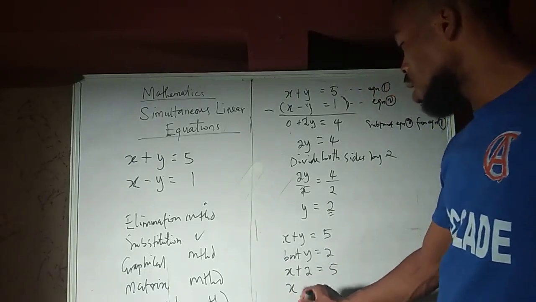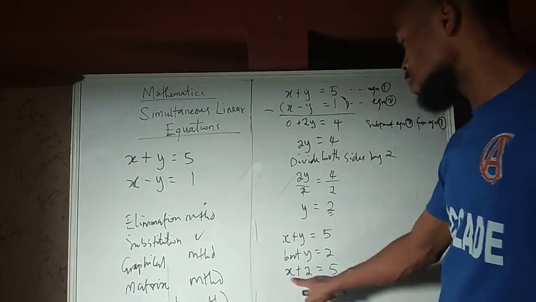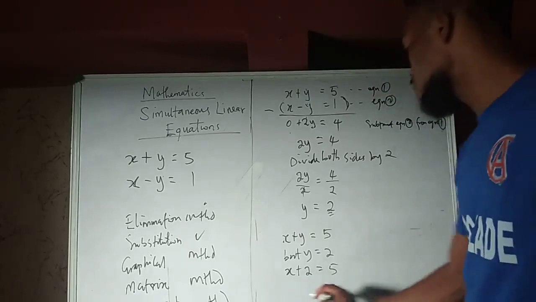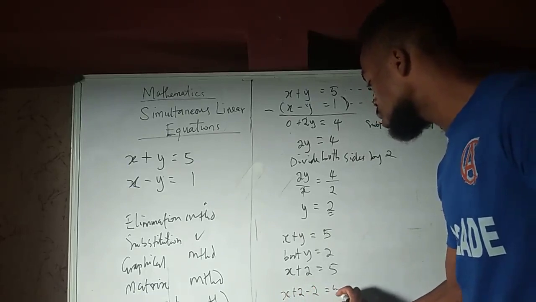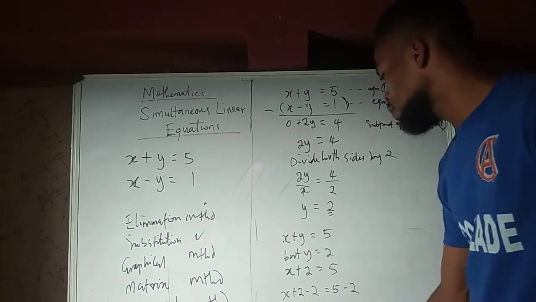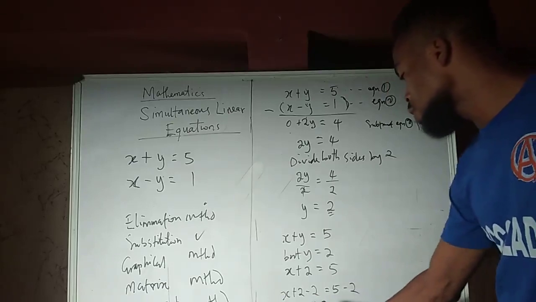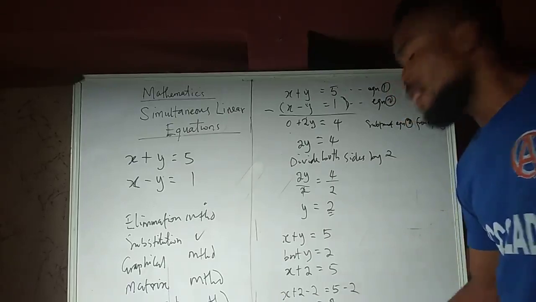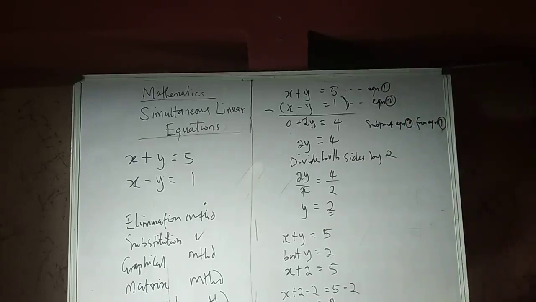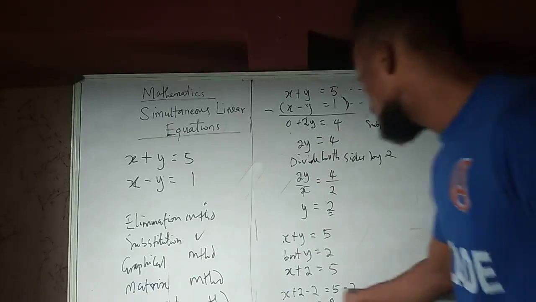Since we want to find x, we have to subtract 2 from both sides. So this will now become x plus 2 minus 2 equals 5 minus 2. Plus 2 minus 2 is 0. We are left with x equals 5 minus 2, which is 3. Okay, that's not showing, so let me take it up here.